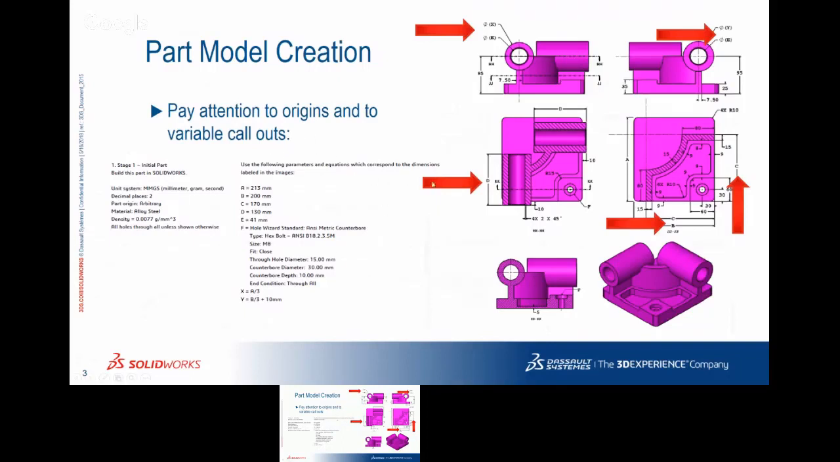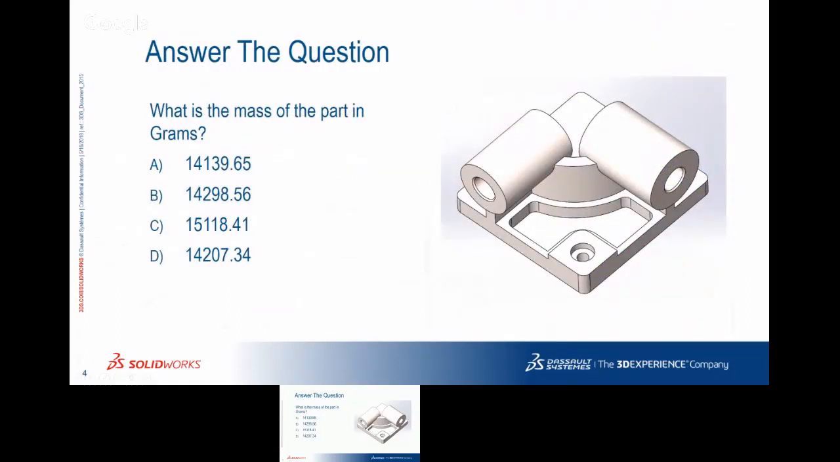It's telling you to create this model using these variables for this part. Then it's going to ask you what the mass of this part is in grams. Pretty straightforward. There is some time, I think it says about 10 or 15 minutes to model this part. I think this exercise online gives you about half an hour.